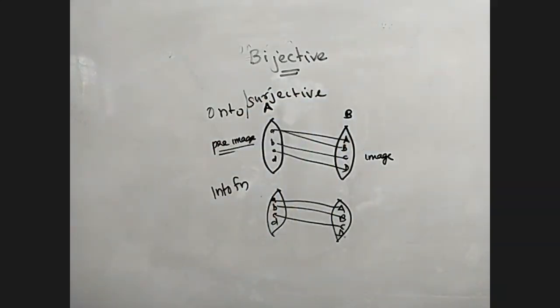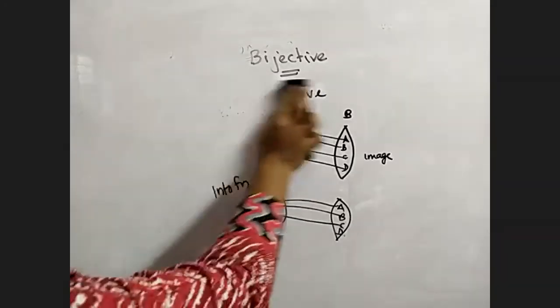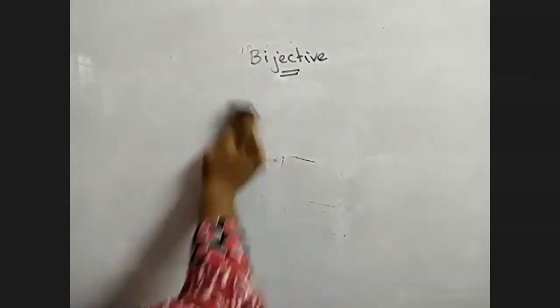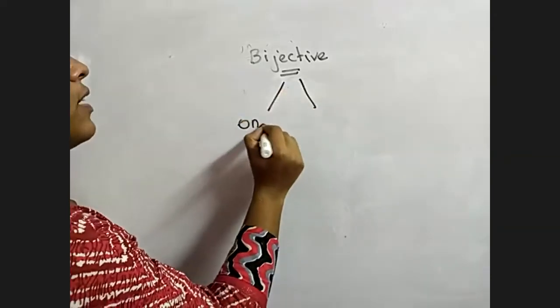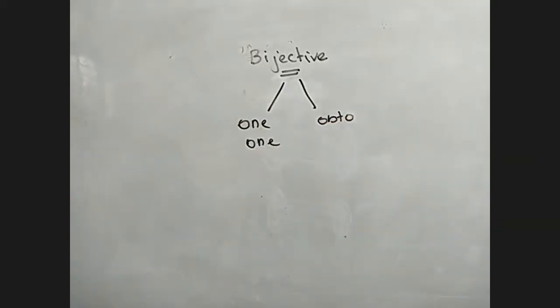Now I was explaining what is a bijective function. If a function is both one-one and onto, we call it a bijective function. Understood? Write everything in your notebook, whatever I'm saying. If these topics are clear, only then will we be able to solve the questions from this chapter.